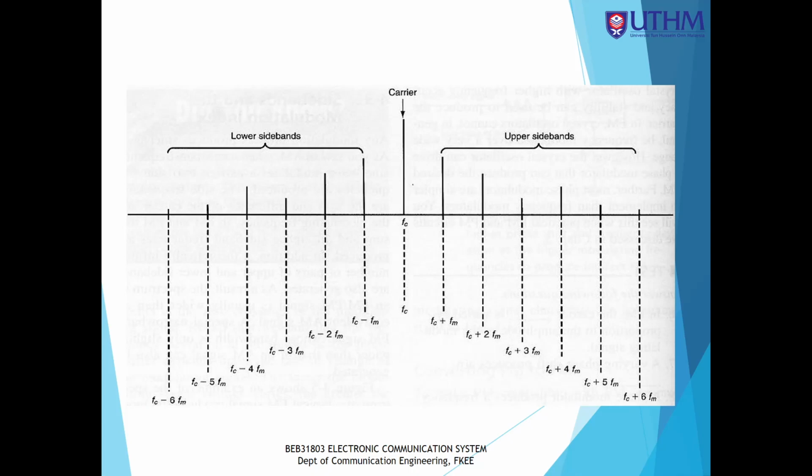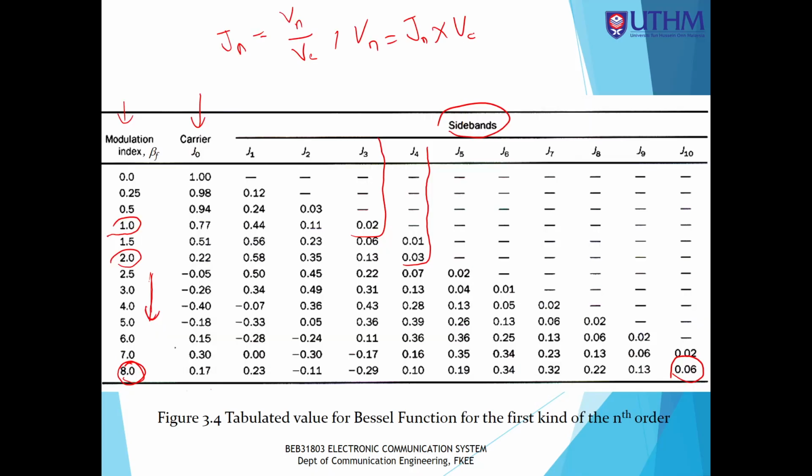So this is up to 6 pairs of sideband. Okay, up to 6 pairs of sideband. So if I look from here, 6 pairs of sideband is actually referring to this one. Okay, beta equal to 3, it is up to 6 pairs of sideband.